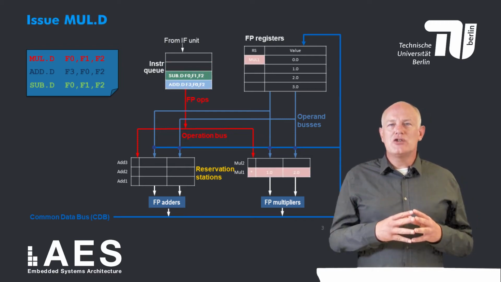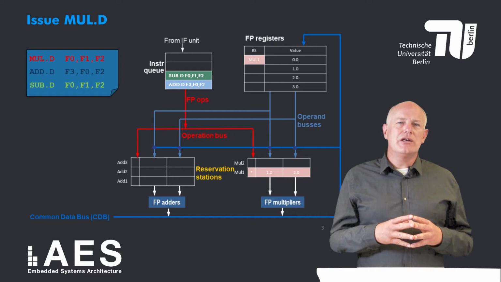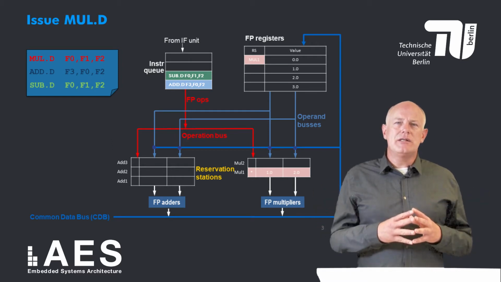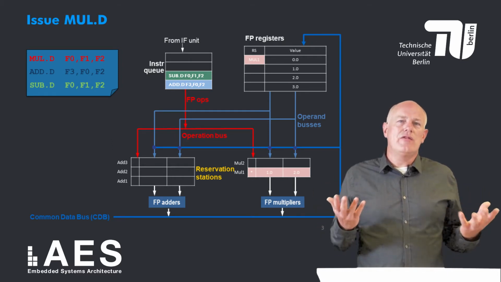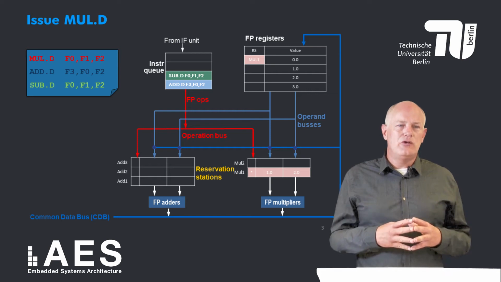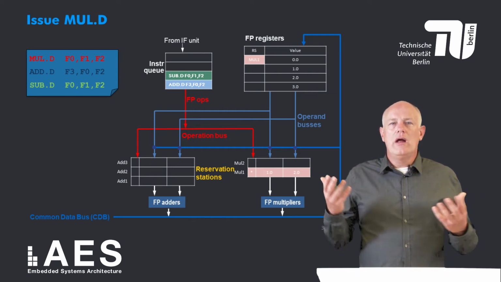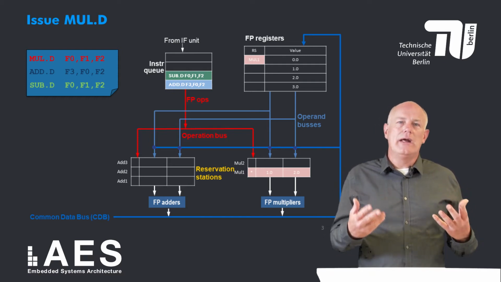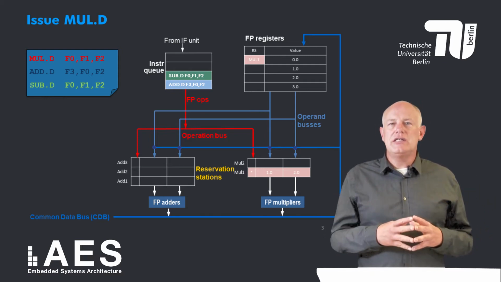First, the multiply instruction is retrieved from the head of the instruction queue and issued to reservation station mul1. Both its operands are available in registers, so it is issued together with its operand values 1.0 and 2.0. Furthermore, the RS field of register F0 is set to mul1, indicating that this reservation station will produce a result for register F0.